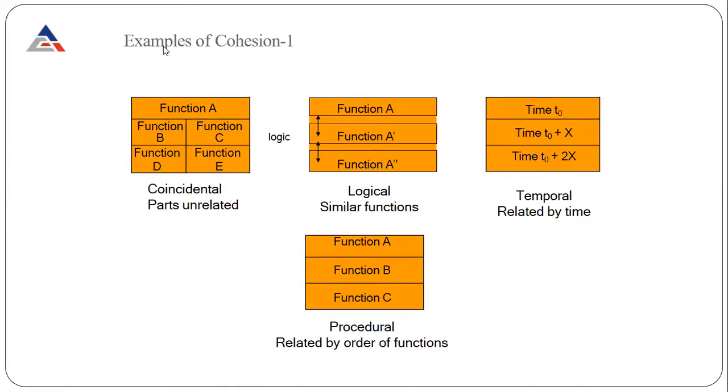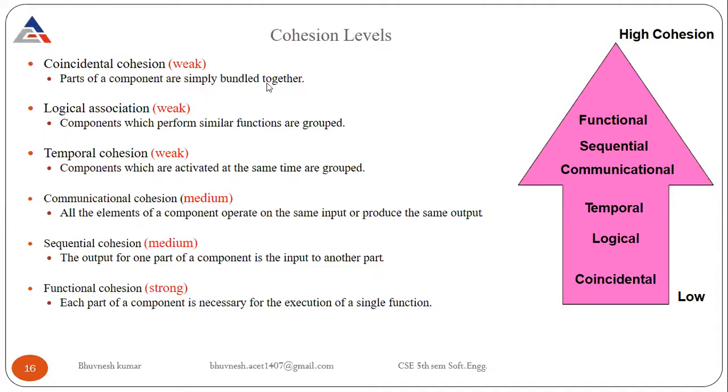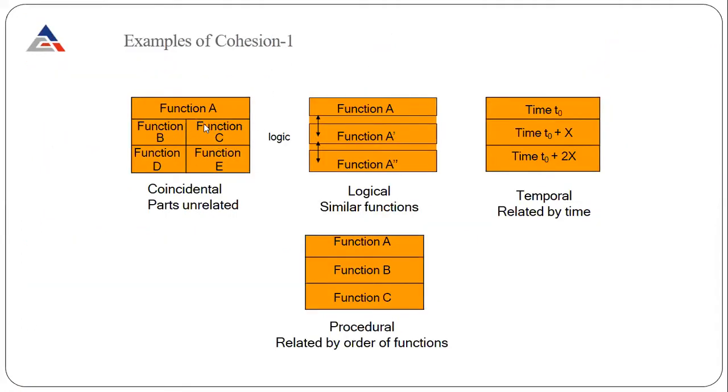Okay, and further, coincidental means parts of a component are simply bundled together. This should be weak in your cohesion. If it is in a coincidental manner, then your cohesion is weak. Then further there is logical, where a function inherits from a second module or a second function, then a third function inherits from the second function. That is logical; this should also be low. Temporal means all the functions are activated at the same time. That is temporal cohesion.